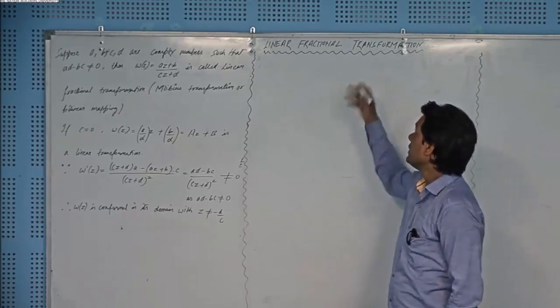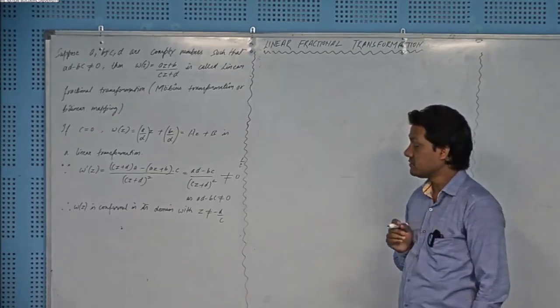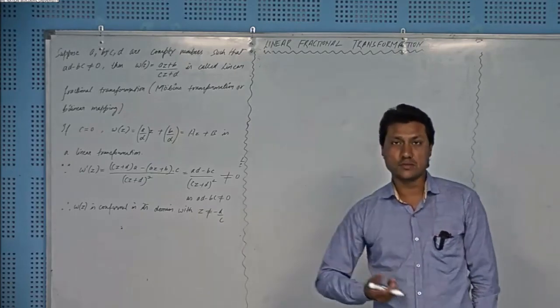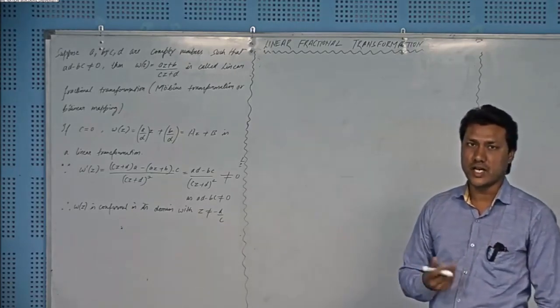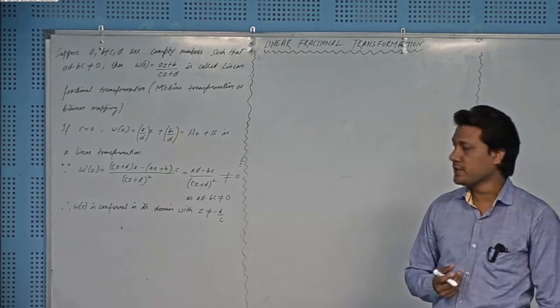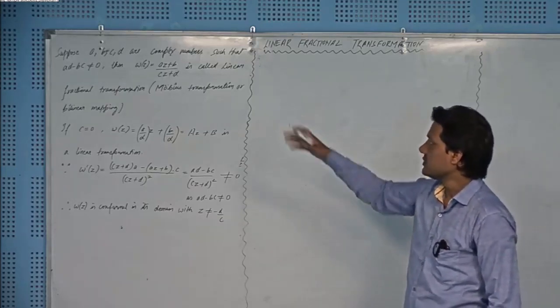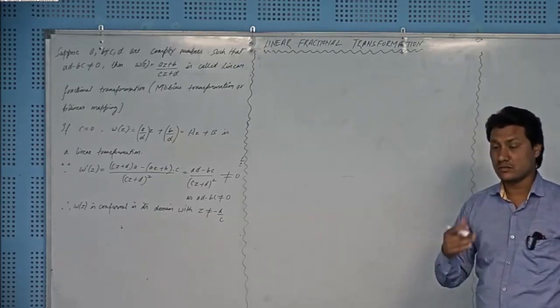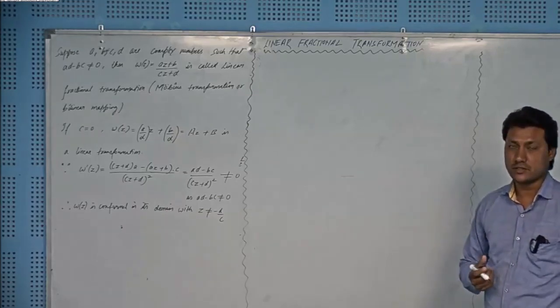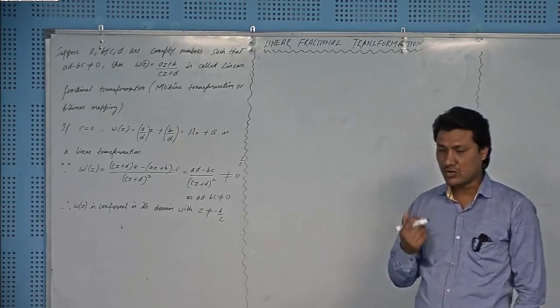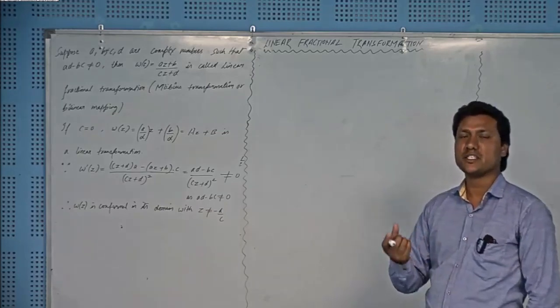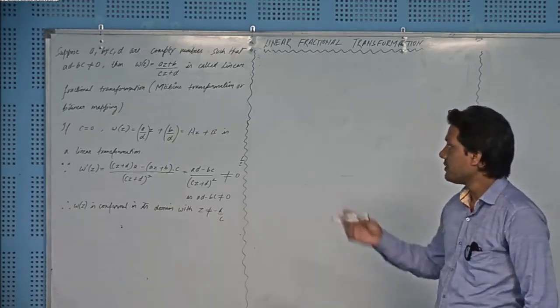So this is called linear fractional transformation, right? And since in the last video we introduced a new concept of z equal to infinity, that's called the ideal point of the extended complex plane, I will rewrite this definition in the case of the extended complex plane. Recall that in the extended complex plane we allow ourselves to use that point z equal to infinity, right?